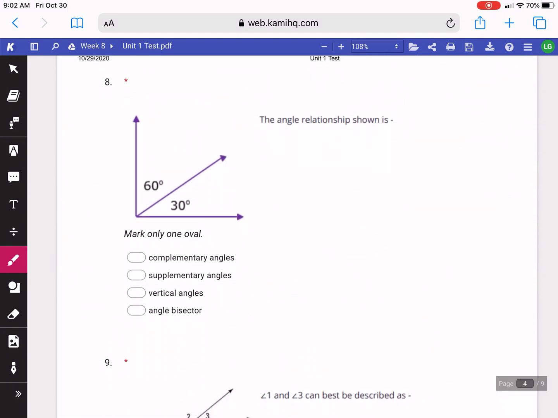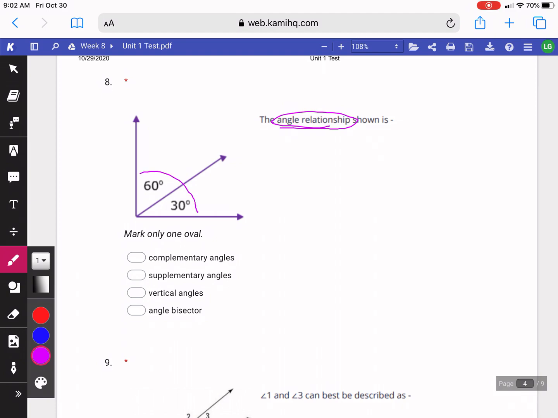Our next question wants to know what kind of angle relationship is shown. So if you look, we have a 60-degree angle and a 30-degree angle. If you were to add those together, you would get 90 degrees, making this a right angle. Angles that add to 90 are called complementary angles. So complementary was correct.